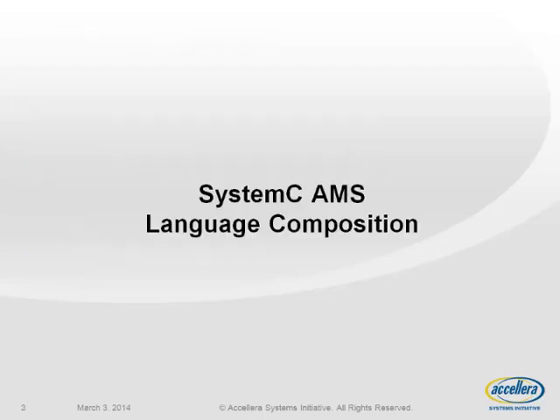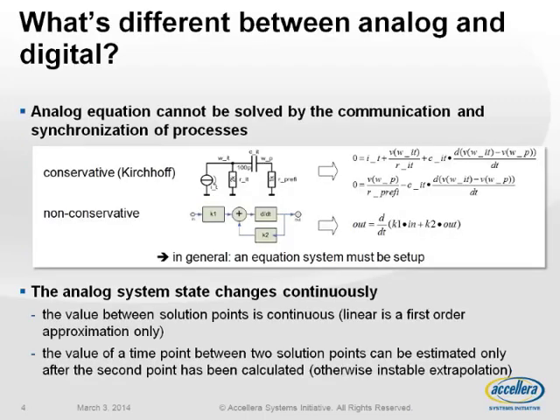SystemC AMS language composition. Now, what's different between analog and digital? If you look at SystemC, all models of computation are mapped to the synchronization of different processes.